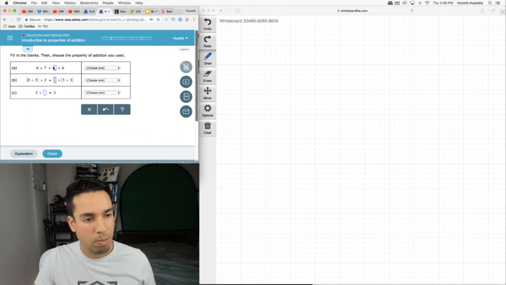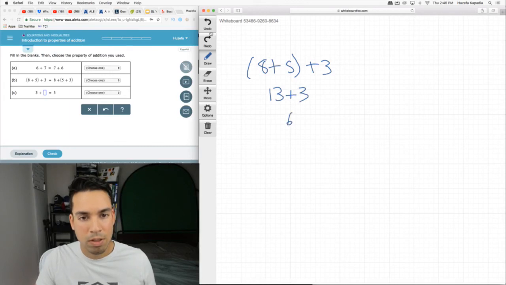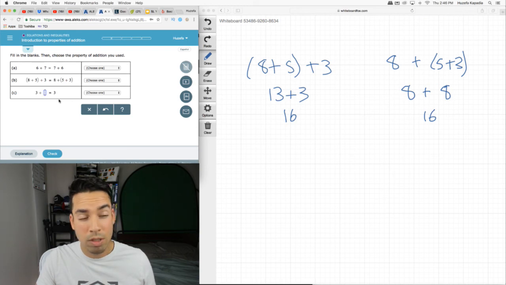6 plus 7 equals what plus 6? It's got to be 7. 8 plus 5 plus 3, with parentheses like this, has to equal also an 8 plus 5 plus 3. Now this one is obvious. If we actually carried out the arithmetic, 8 plus 5, if we do that first, is 13. Then plus 3 is 16. And on the other side, 5 plus 3 we do first, which is 8, and this has got to be an 8 to give us 16 to make these equal statements. And then 3 plus what equals 3? It's got to be 0.